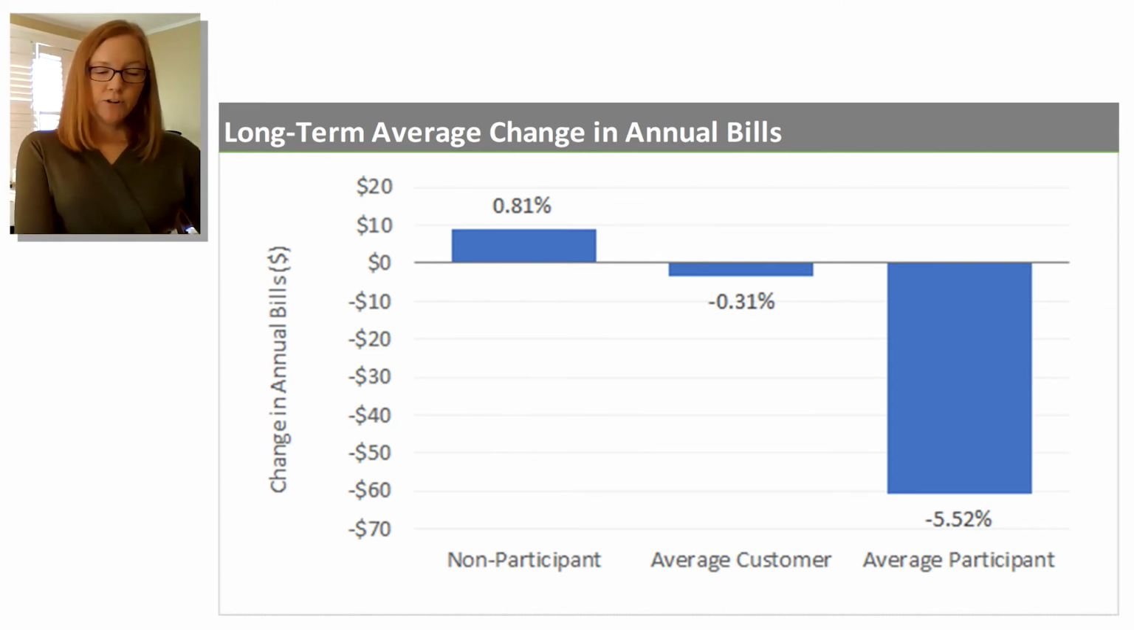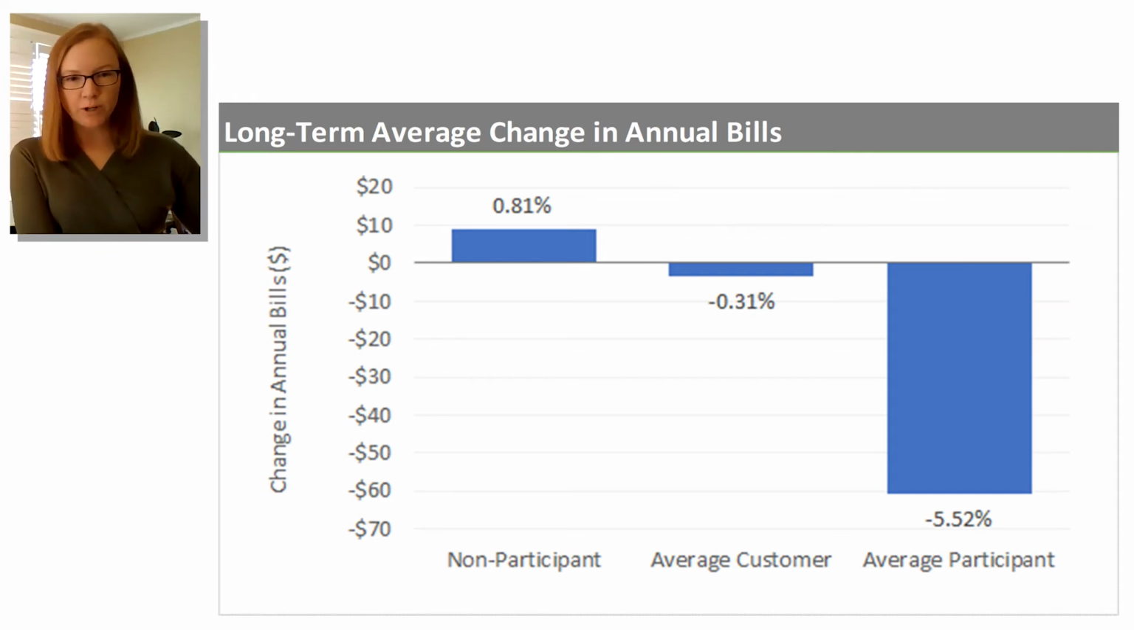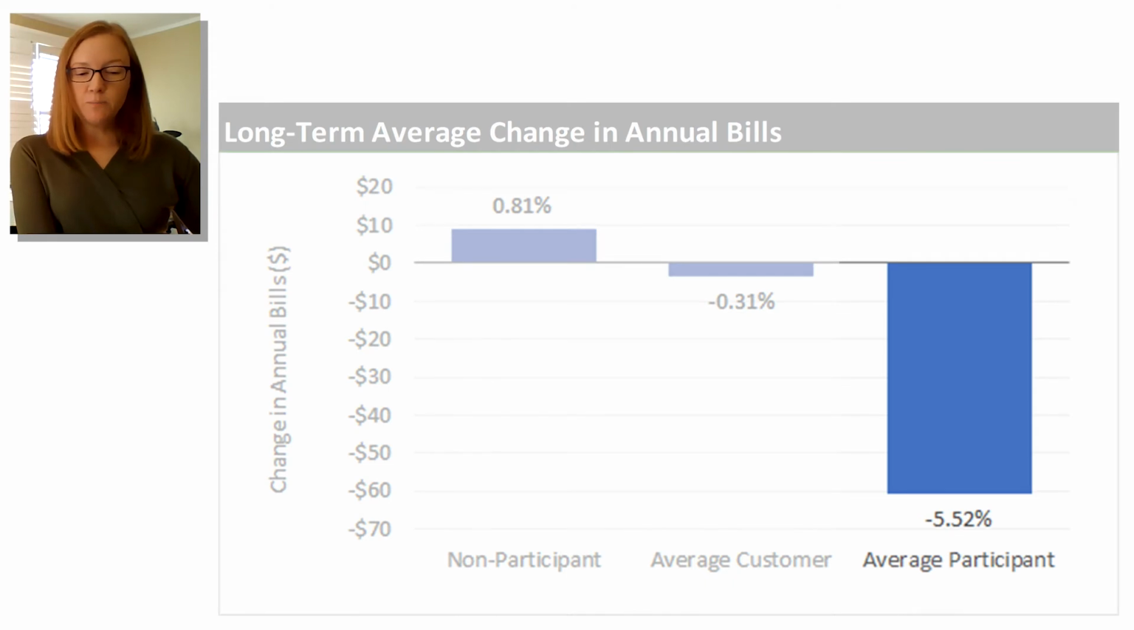So this shows the average annual change in bills over the long term for the average participant. So taking into account the variability across all the residential efficiency programs. This shows for the average participant, someone that could participate in one or more programs, this participant is much better off with the energy efficiency programs. They're showing an annual reduction in bills of 5.52%. It looks like roughly about $60 a year.